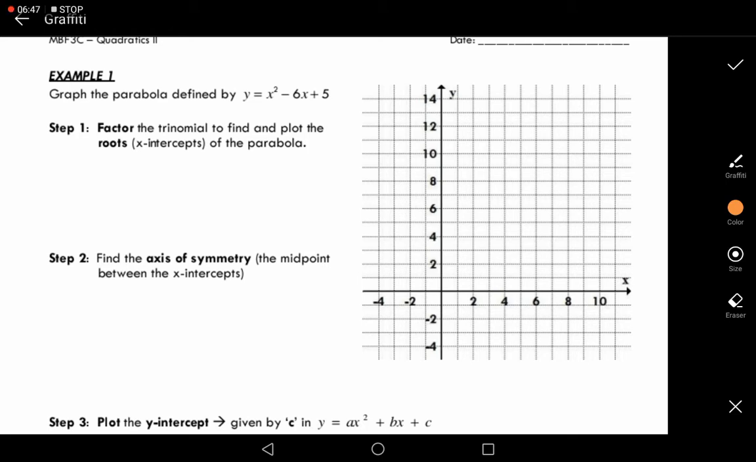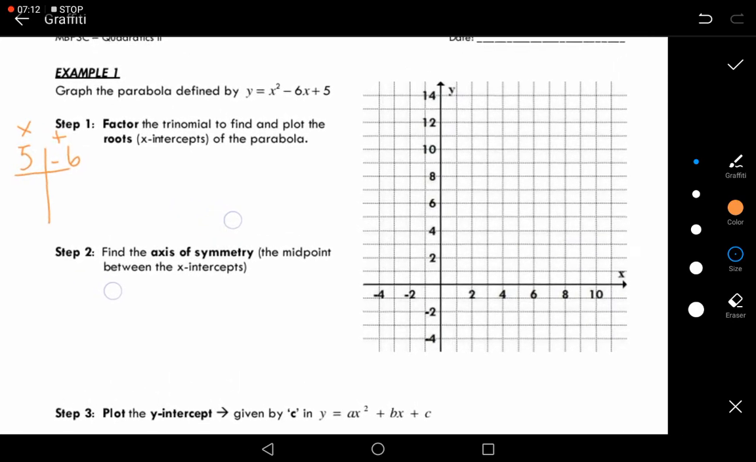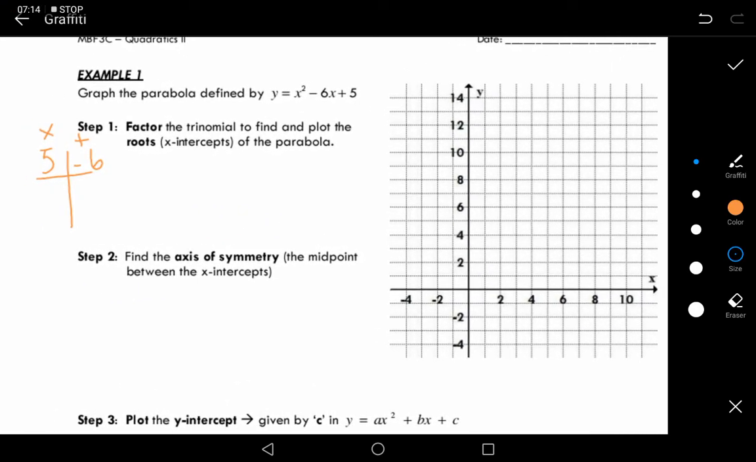This is where your knowledge from the last lesson comes in. You need to know how to factor in order to do this. Because this is a trinomial, again, I'm going to draw myself my chart. I'm multiplying to get my C value, which is 5, and I'm adding to get my B value, which is -6. So I'm trying to come up with 2 values that multiply to give me 5. My first thought is, well, 5 and 1, right?